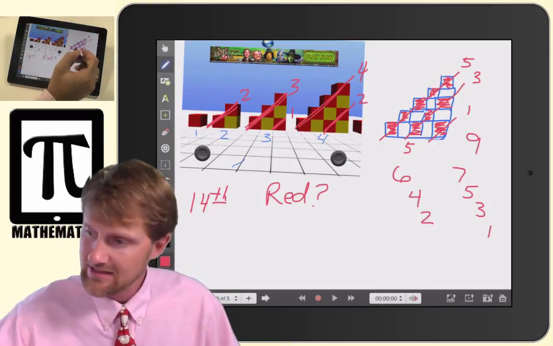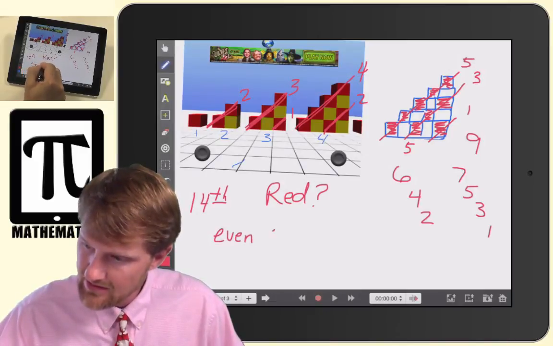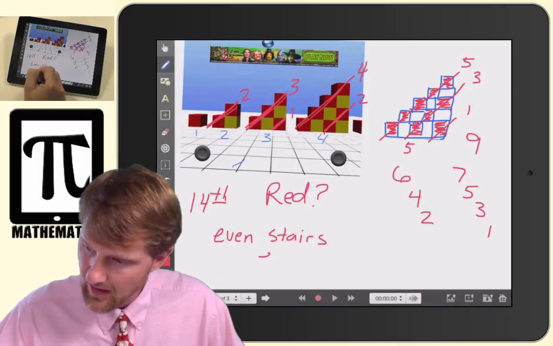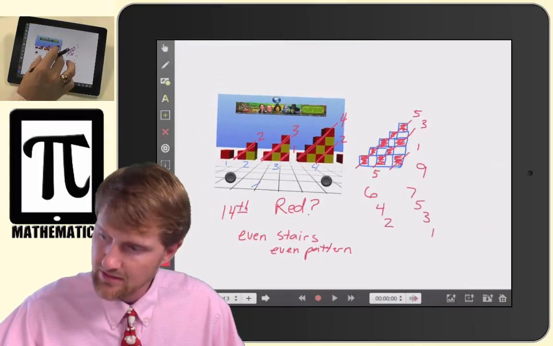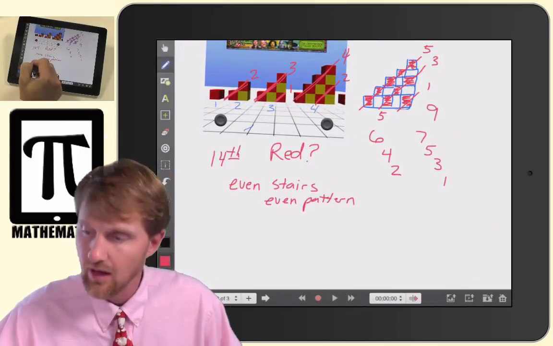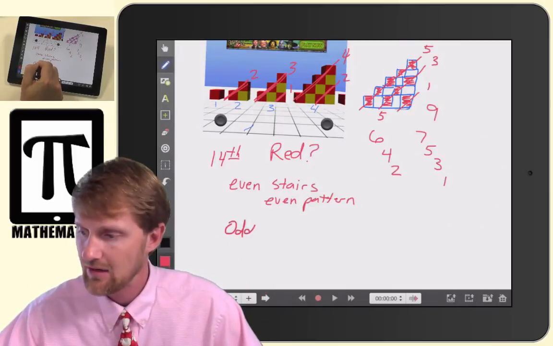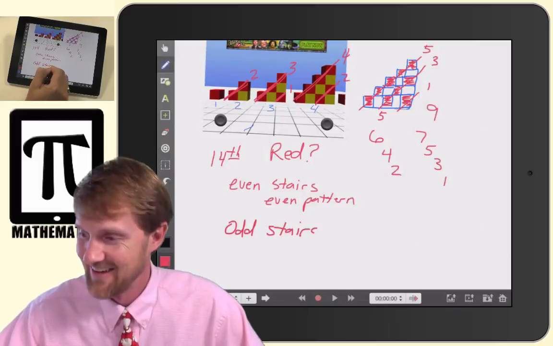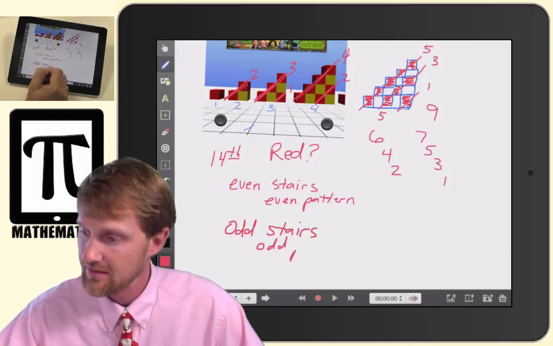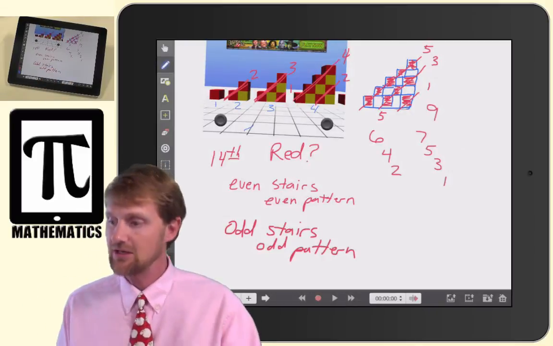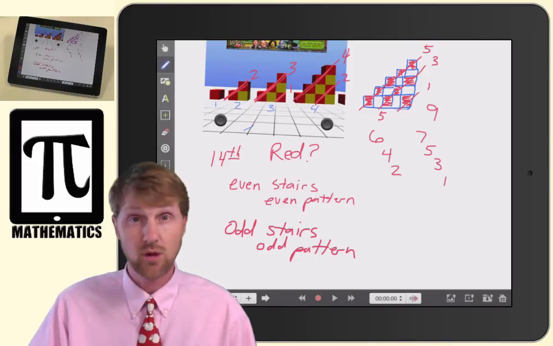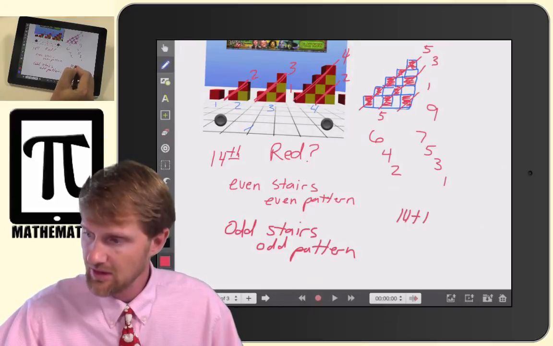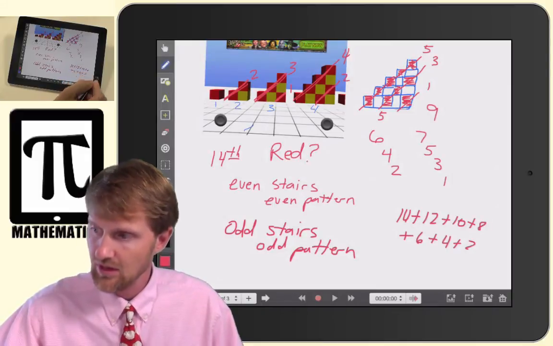And what you notice is that the even stairs have an even pattern. And then the odd stairs, guess what they have? An odd pattern. Thank you all for saying that out loud. So odd stairs have an odd pattern. Okay? So we got odd stairs, odd pattern, even stairs, even pattern. And so what I'm looking at, if I want to go to the 14th, then it's going to be 14 plus 12 plus 10 plus 8 plus 6 plus 4 plus 2, and then we're done.